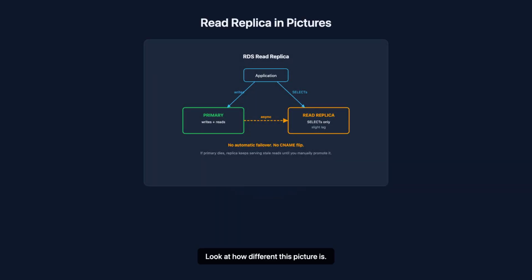Look at how different this picture is. The application now talks to both databases on purpose: writes go to the primary on the left, selects go to the read replica on the right. The yellow dashed arrow between them is asynchronous replication, with a slight lag built in. And along the bottom, the warning that defines this scene: no automatic failover, no CNAME flip. If the primary dies, the replica keeps serving stale reads, and a human has to step in.